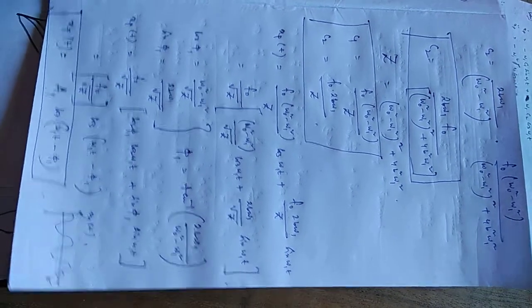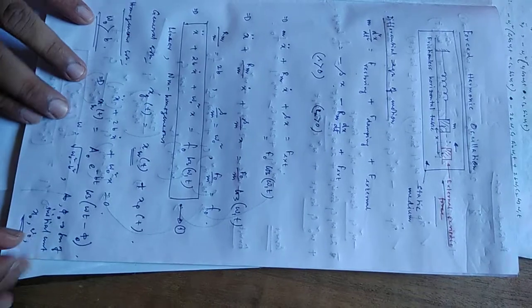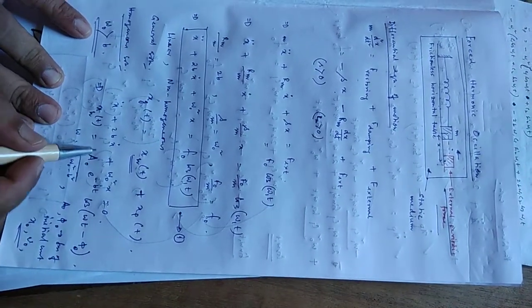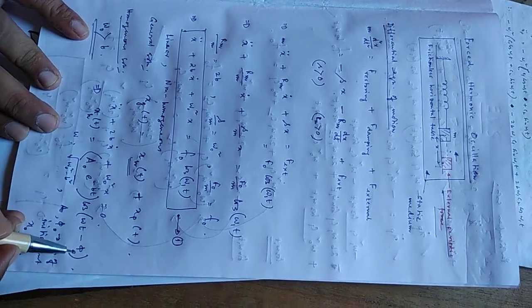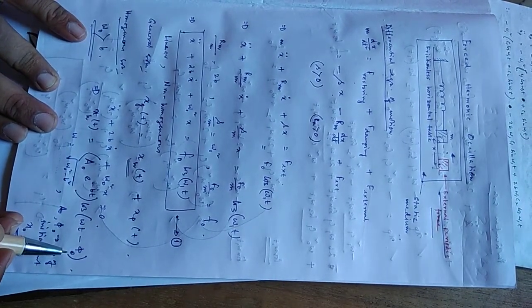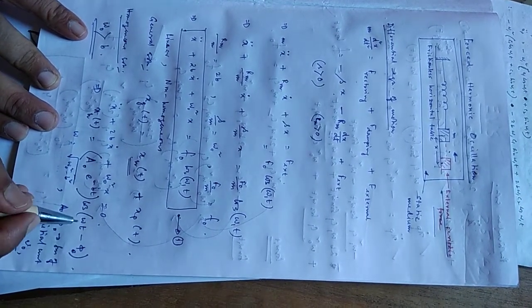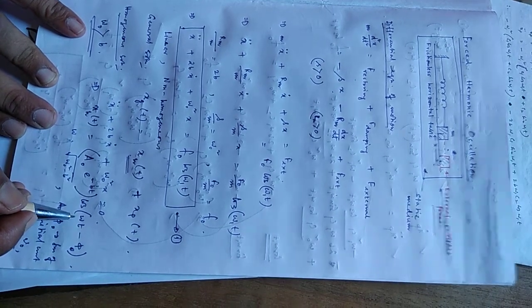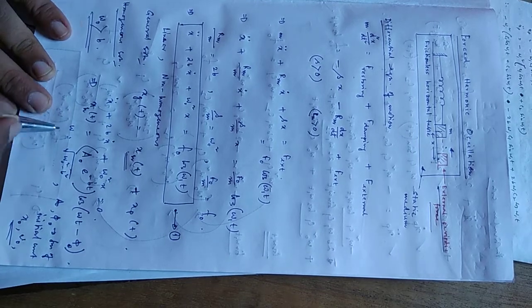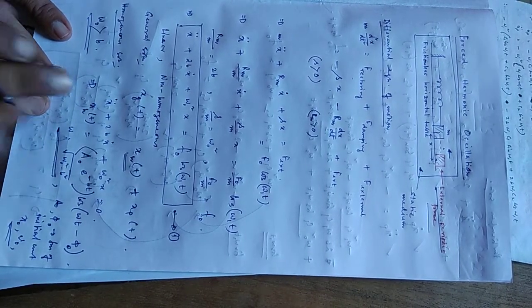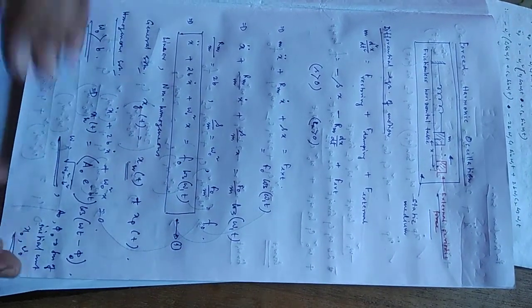But for the homogeneous part, if you notice, the amplitude is not independent of the initial condition, and also the phase is not independent of the initial condition. And the homogeneous solution's frequency is not omega 1, not omega naught, but something else, omega, that we have learned in the damped harmonic oscillation. So these are the two solutions.